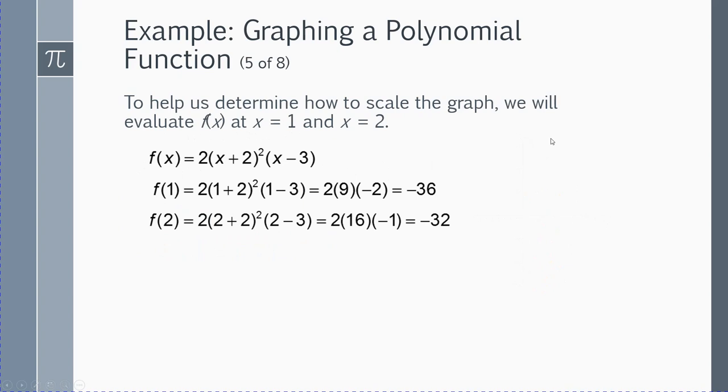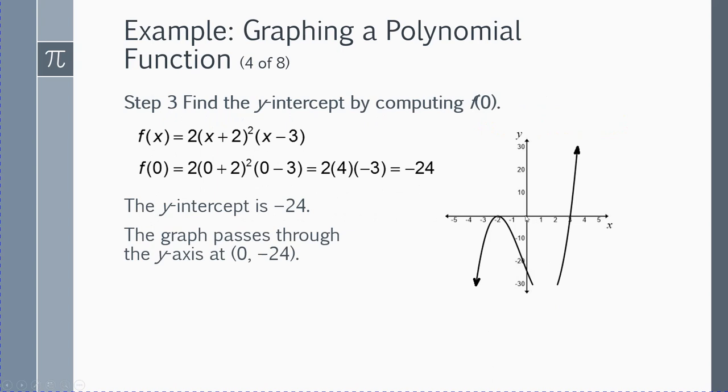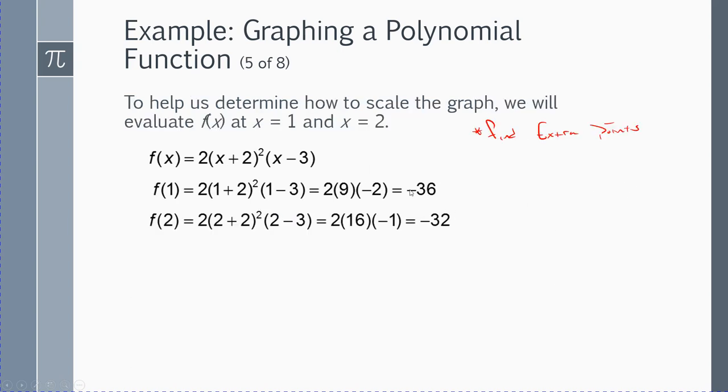Okay, so to help us determine how to scale the graph, we're just going to find some extra points, like I said. So look, I know what happens at x is equal to 0. Let's find out what the graph comes out to when you plug in 1 and you plug in 2. And when you do that, you get negative 36 and negative 32. So look, I have 2 additional points. This is the point 1 comma negative 36, and this is the point 2 comma negative 32. So these are extra points that I can plot to help me sketch the graph.